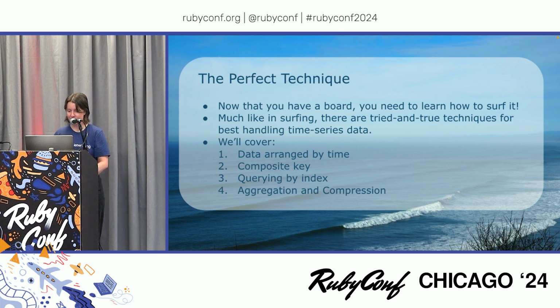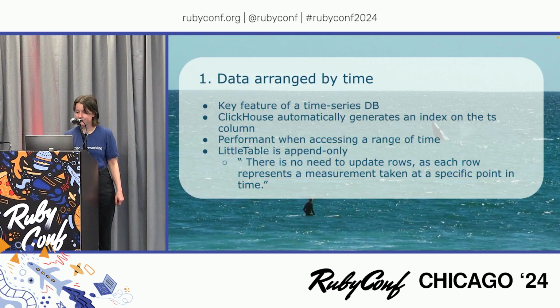The time series techniques I'll cover in this talk are data arranged by time, composite key, querying by index, and aggregation and compression. The identifying characteristic for a time series database is that it organizes data by time for efficient access. Otherwise, it wouldn't be a time series database. Both ClickHouse and TimescaleDB will automatically generate an index on the timestamp column. This allows for the most performant access when retrieving data for a range of time.